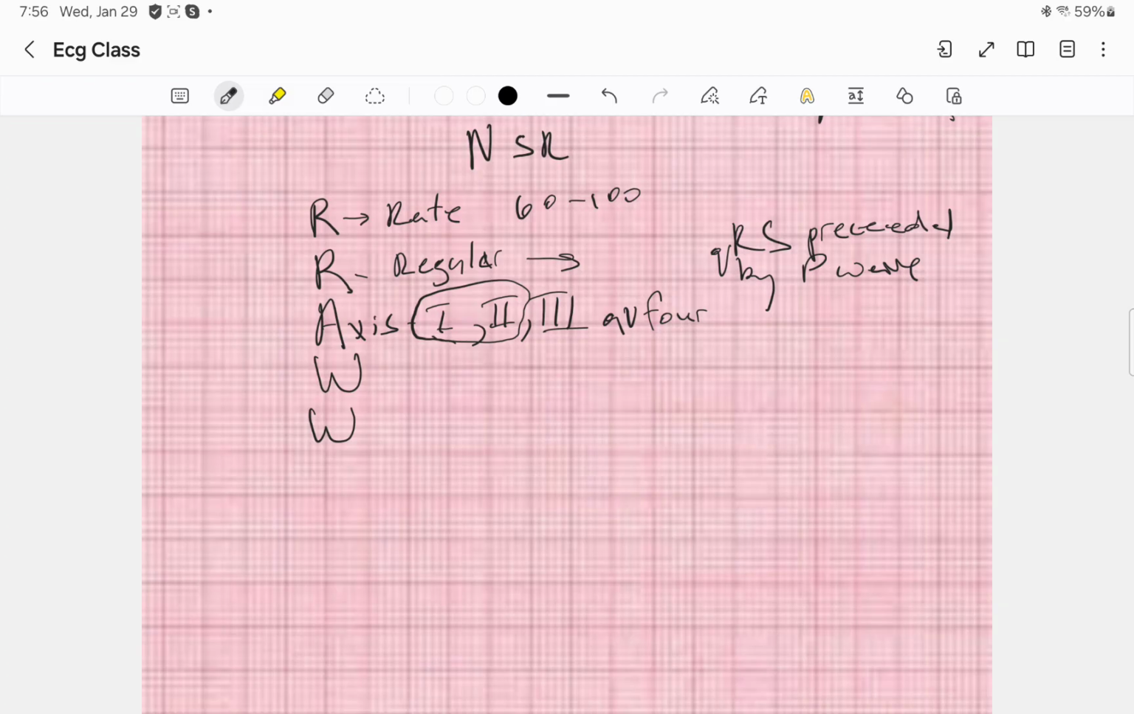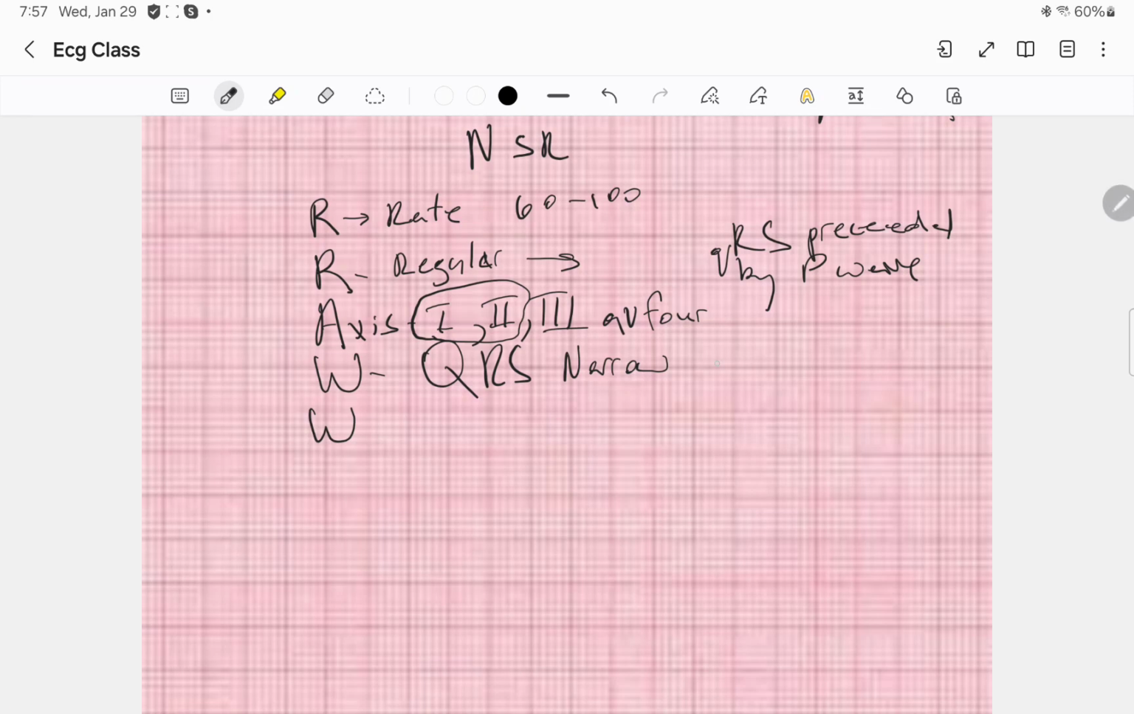Okay, so what else? The rate should be 60 to 100. It should be regular with a P wave preceding every QRS, right? The axis, so the P wave should be upright in leads 1, 2, 3, and AVF. The next thing is that under normal circumstances, the QRS should be narrow, right? And that is something that perhaps I should have gone through before when I was speaking about the different waves, segments, and intervals. But I think I'll take the opportunity to go through it now.